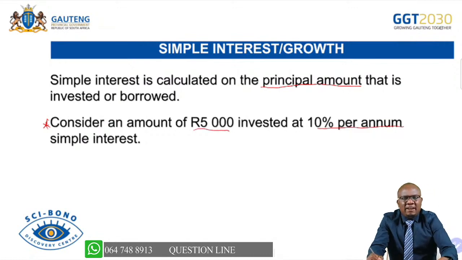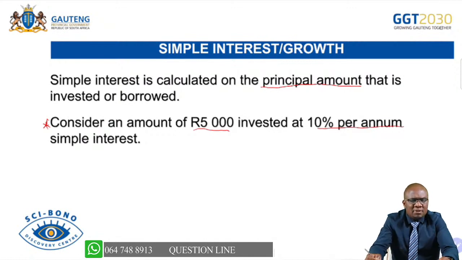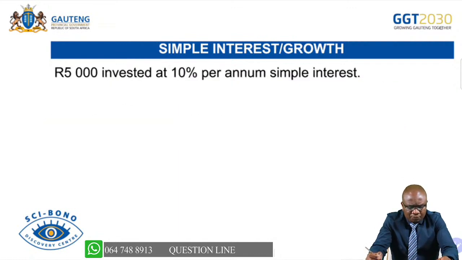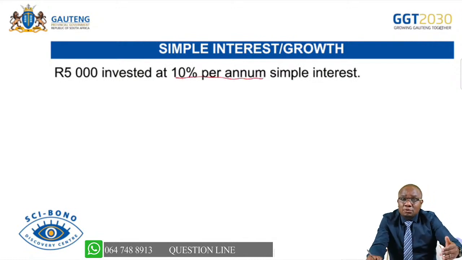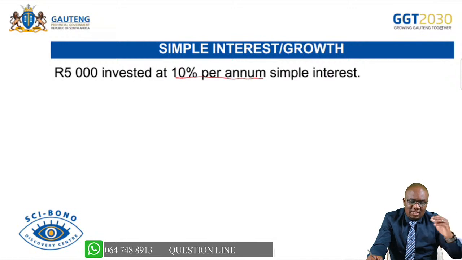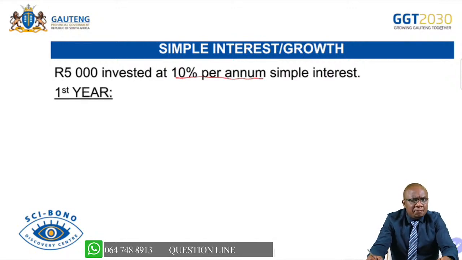Consider an amount of 5,000 invested at 10% per annum simple interest. We're going to use this example to explain how simple interest works. I'm going to do calculations for the next 5 years, and we see how it works. Right. What is the principal amount?